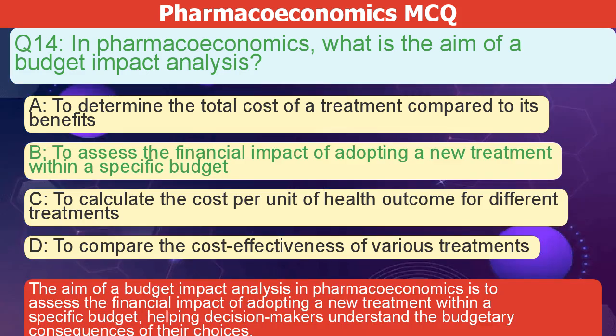The correct answer is B. The aim of a budget impact analysis in pharmacoeconomics is to assess the financial impact of adopting a new treatment within a specific budget, helping decision makers understand the budgetary consequences of their choices.